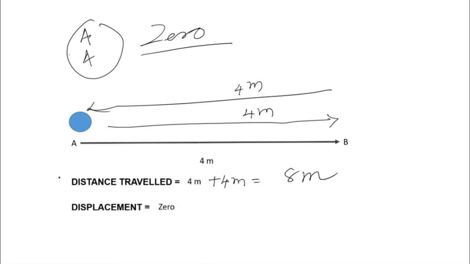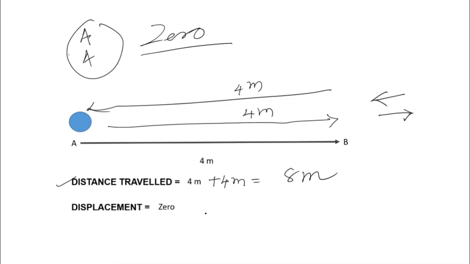And again, let me tell you, we are not considering any direction as far as distance traveled is concerned, because it is moving in the east direction and it comes back towards the west direction. While going, it is here, and this way it comes back.